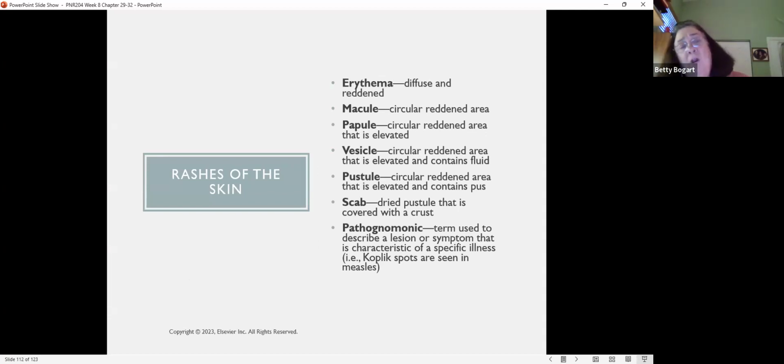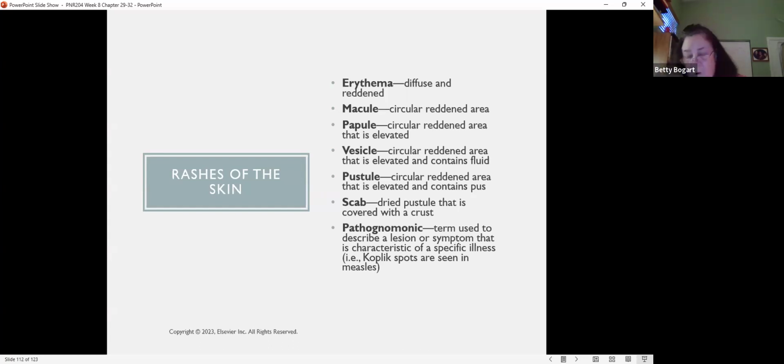So we mentioned them earlier, but here's some more rashes on the skin. Erythema is diffuse and reddened. A macule is circular and reddened. The papule is the same, but it's elevated in the center. And then the vesicle is a reddened area that's now elevated, and we're seeing fluid in there. The pustule is the same thing, but with pus in there. So we know that these are the types of rash we would see.